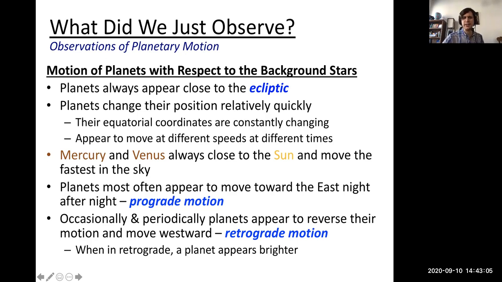But occasionally and periodically, so they'll do it over and over at the same intervals, they'll stop their prograde motion, reverse course, and move toward the west with respect to the background stars, night after night, in what we call retrograde motion. You couldn't really see it with the Stellarium simulation I was running, but if we were to observe the brightness of the planets during retrograde, we would notice that the planets are brighter during retrograde motion. This is the evidence that we need to build a model of the solar system.